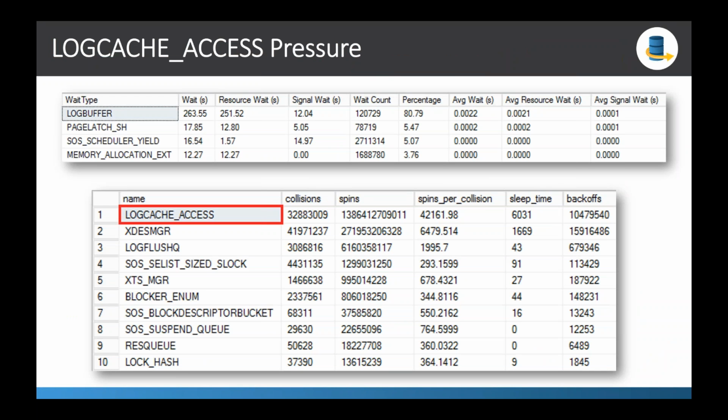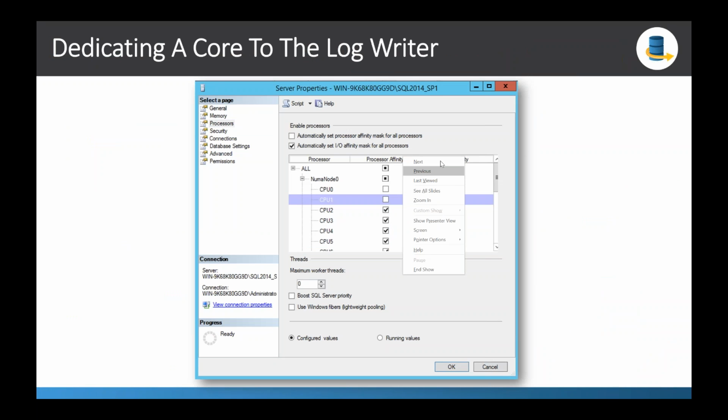So, log cache access pressure. What can we do? There's a very, very rare circumstance under which you might want to play around with the CPU affinity mask. So when your database engine starts up, this is another technique that you can use.